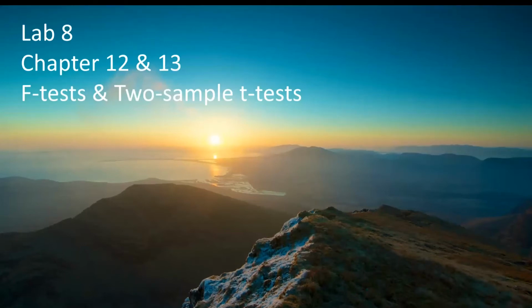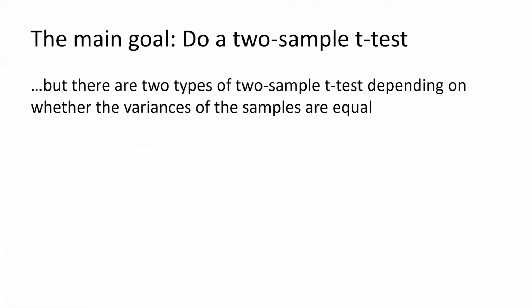So this is chapter 12 and 13 in the lab manual. These are taught as separate chapters in the lab manual, but they really go well together. You can't do a 2-sample t-test without doing a variance test first. So the main goal is to do a 2-sample t-test. But there are 2 types of 2-sample t-tests, depending on whether the variances of the samples are equal.